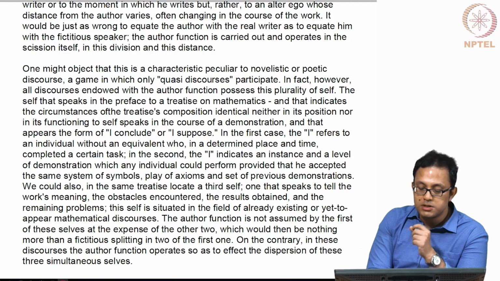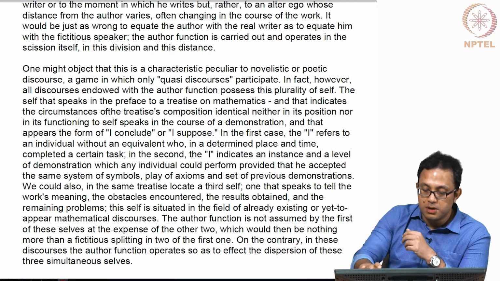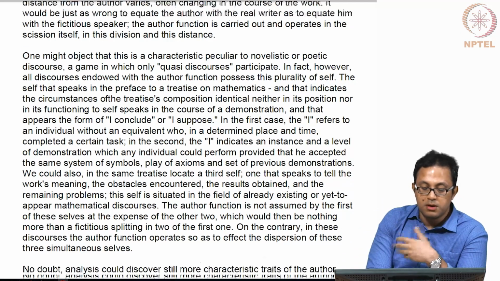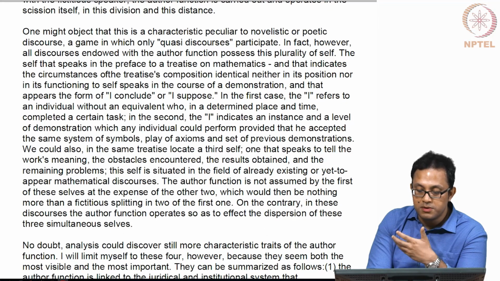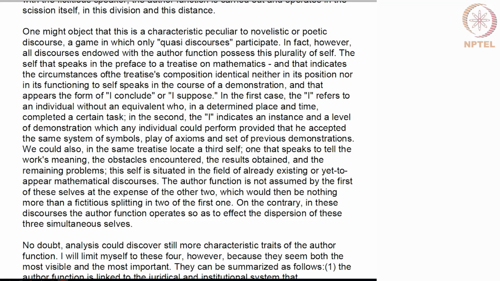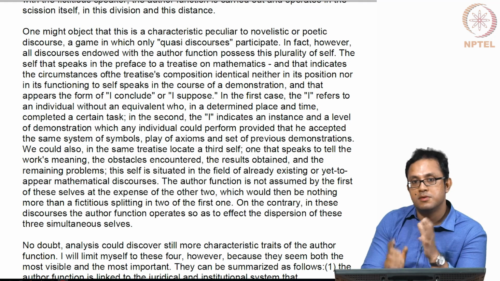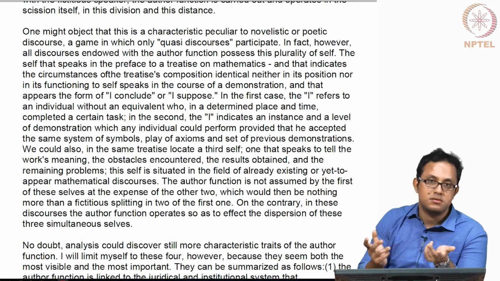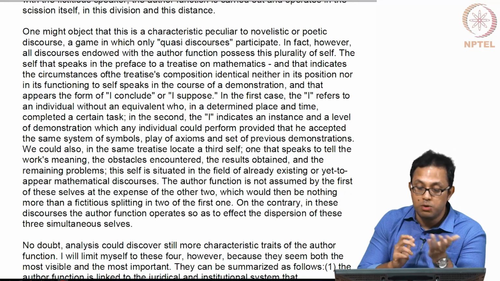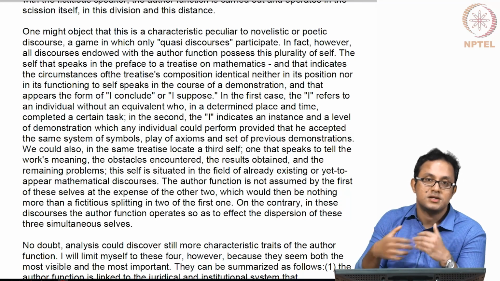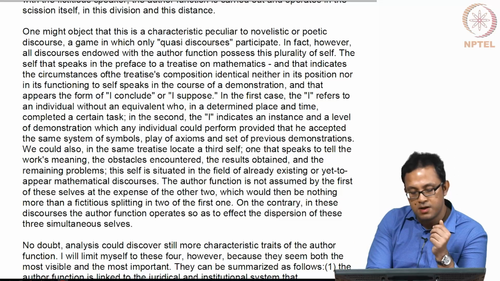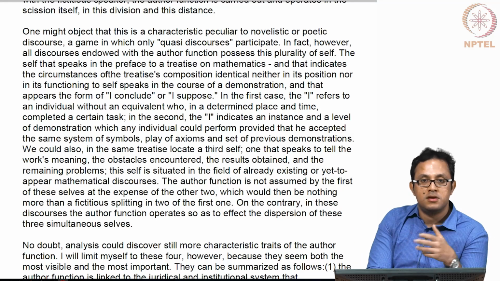The author function is not assumed by the first of these selves at the expense of the other two, which would then be nothing more than a fictitious splitting in two of the first one. On the contrary, in these discourses, the author function operates so as to affect the dispersion of these three simultaneous selves. And this is a very, very postmodern definition of the author. So he talks about the entanglement. Again, this is a word I keep throwing at you, but I hope this is useful. A very asymmetric entanglement of three different kinds of selves which are invested in the idea of authorship.